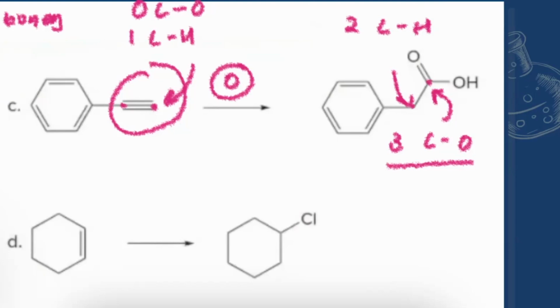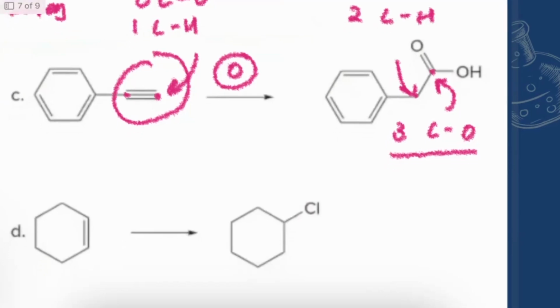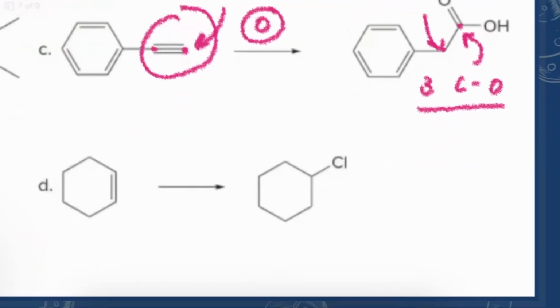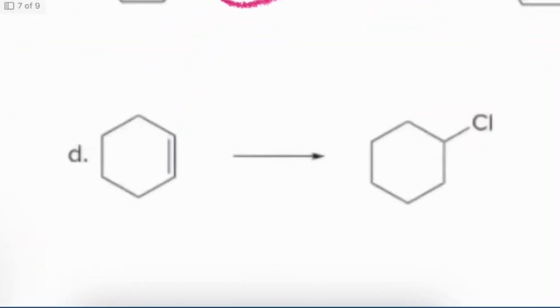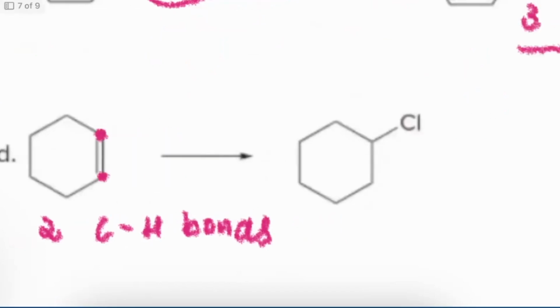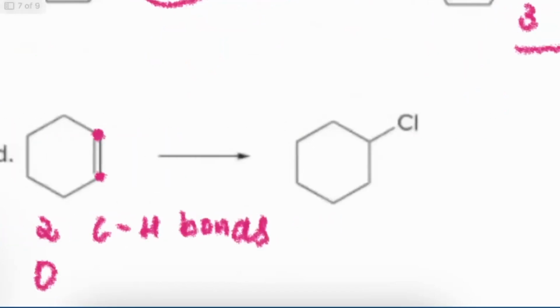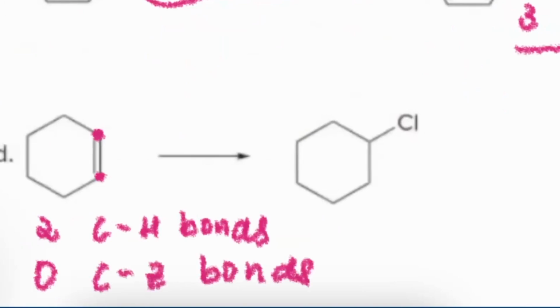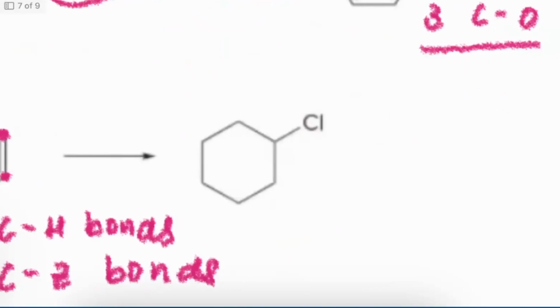And for part D, we have a cyclohexene that converts to chlorocyclohexane. So in this case, there is an equal increase in carbon-hydrogen and carbon-chlorine bonds. So let's list the number of bonds. For part D, we have 2 CH bonds over here and 0 C-Cl bonds. So we're looking at the point of difference.